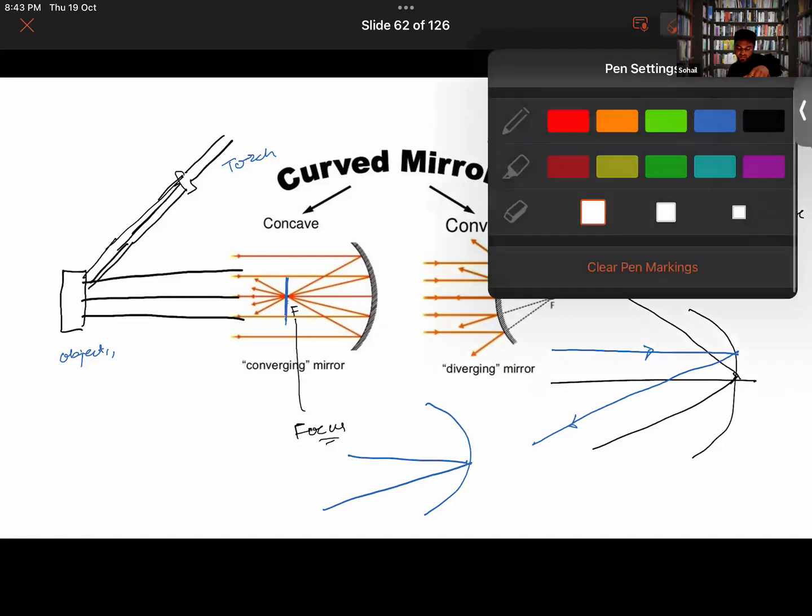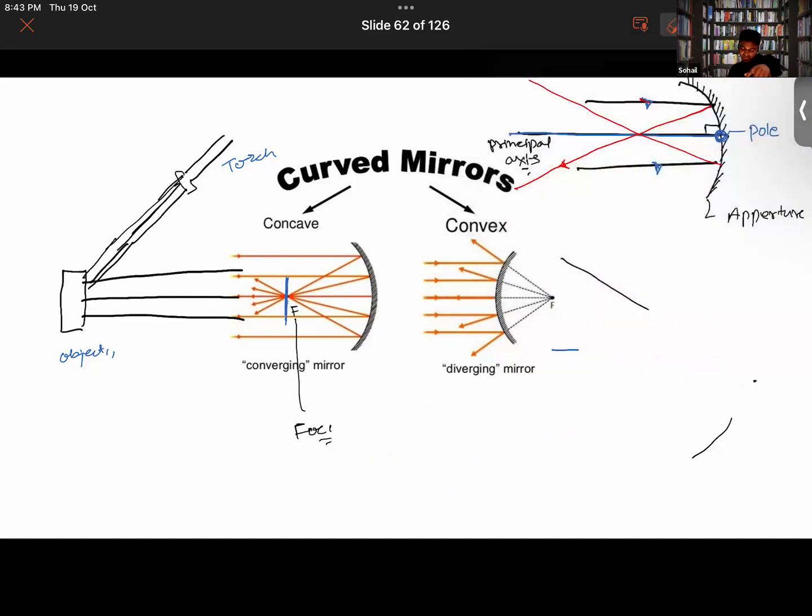We are not here to discuss the things in that detail because that is not part of the syllabus right now. The simple thing you need to understand here: look at the two figures. After the reflection, look at the arrows here.